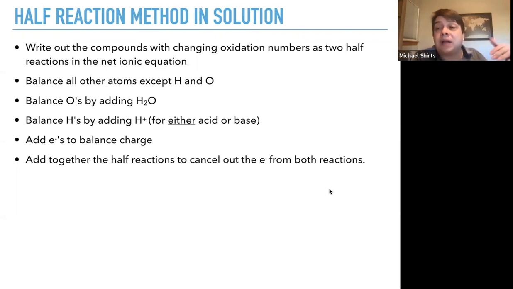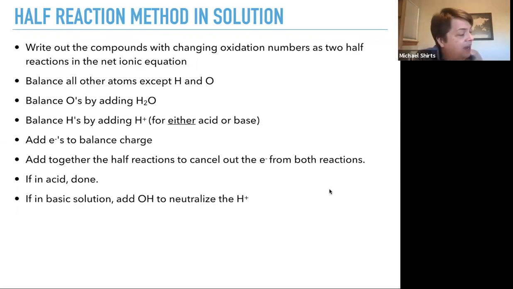And you might need to multiply one of the half reactions by some factor in order to get them to cancel out. Okay, and if in acid, you're done. You've got a reaction that explicitly has hydrogen on one side and none on the other. If in basic solution, then you simply add OH minus to neutralize the H plus on both sides, and you get how that reaction would behave in a basic solution.